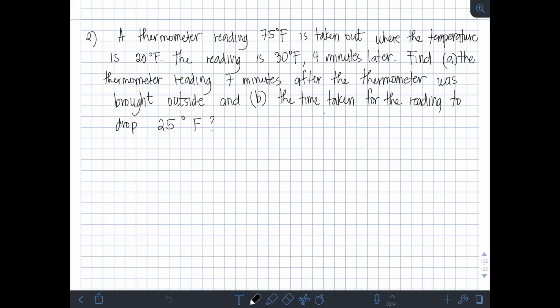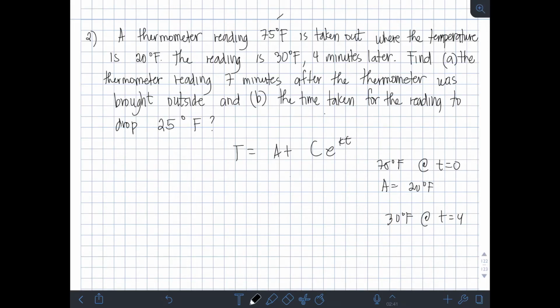Okay, so same formula pa rin na T is equal to A plus C e raised to KT. So, yung condition daw natin, yung initial temperature ng thermometer is 75 degrees Fahrenheit at T is equal to 0. And yung temperature daw nung surrounding is, yun yung A na 20 degrees Fahrenheit. And then, the reading is 30 degrees Fahrenheit after 4 minutes. So, at T is 4.